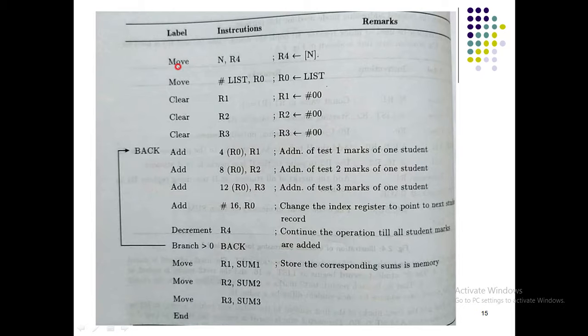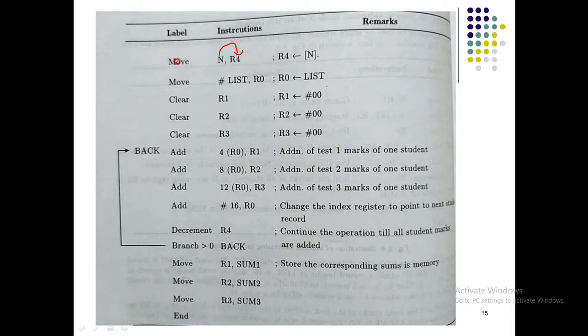So the first thing, MOV n comma R4. So that means what we are doing now, we are moving the contents of n into a register R4. Say n could be anything. That is how many values you want to add. Like say for example, here the n is 3. We are keeping it 3 because we want to add 3 locations. That is 3 tests. Okay.